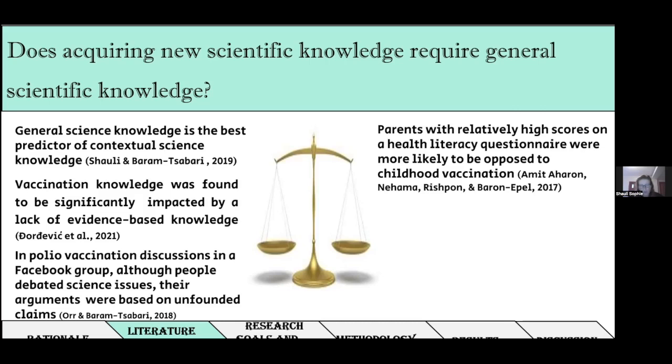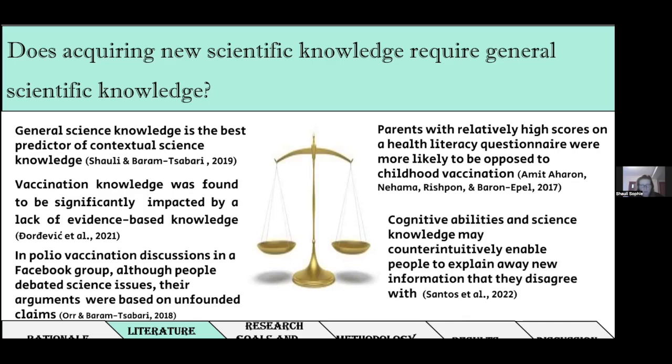Counterintuitively, a recent study by Amita Arod and colleagues found that parents with relatively high scores on a health literacy questionnaire were more likely to be opposed to childhood vaccination. Similarly, Santos and colleagues reviewed that cognitive abilities and science knowledge enable people to explain away new information that they disagree with.